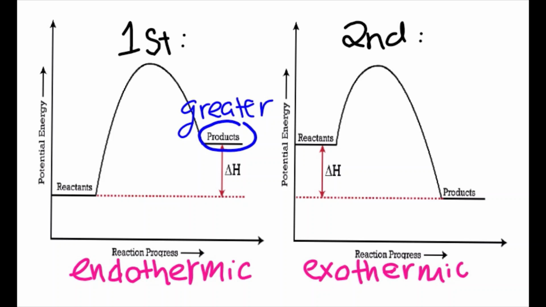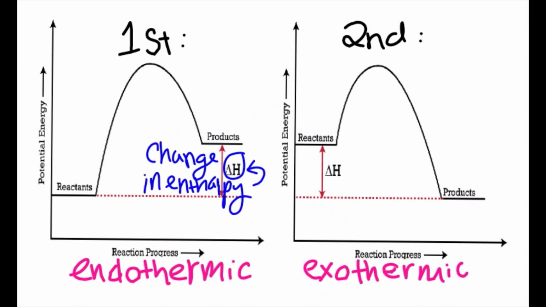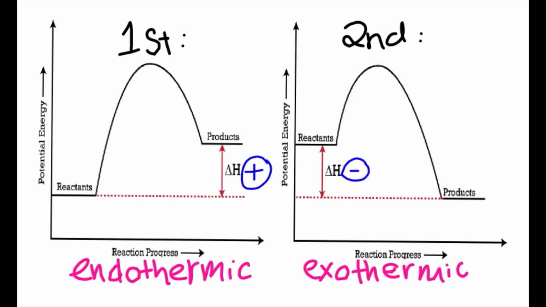In an endothermic reaction, the energy of the products is greater than the energy of the reactants, as shown in the first diagram. While in an exothermic reaction, the energy of the products is lower than the energy of the reactants. The difference in potential energy between our products and reactants is our change in enthalpy, denoted as delta H, which is positive for an endothermic reaction and negative for an exothermic reaction.